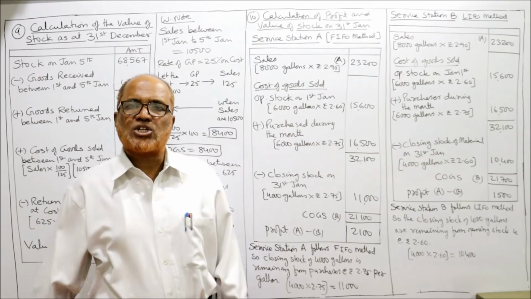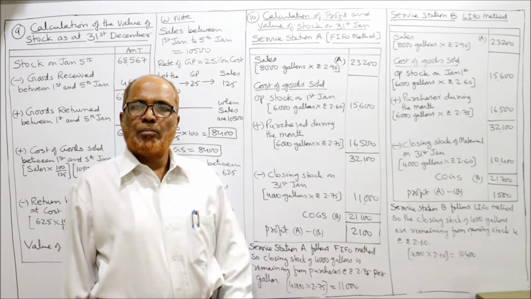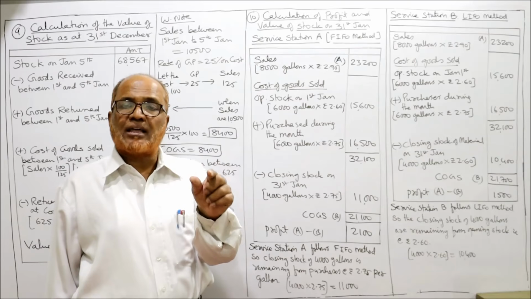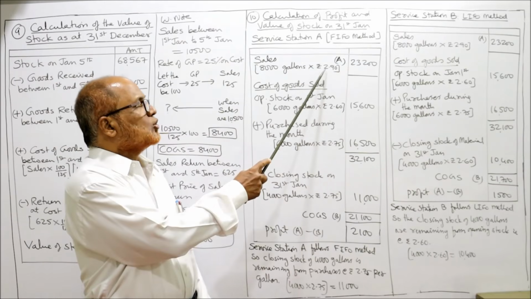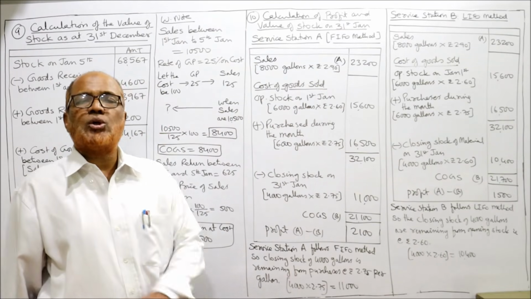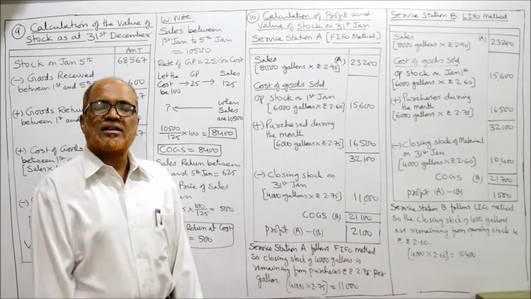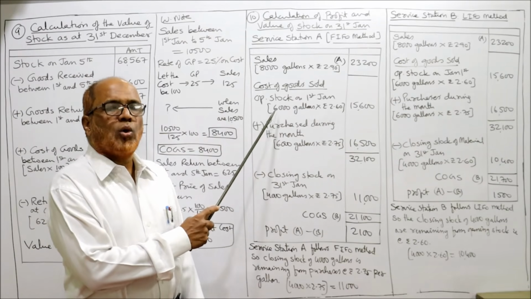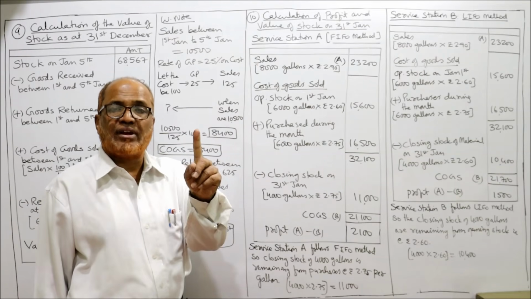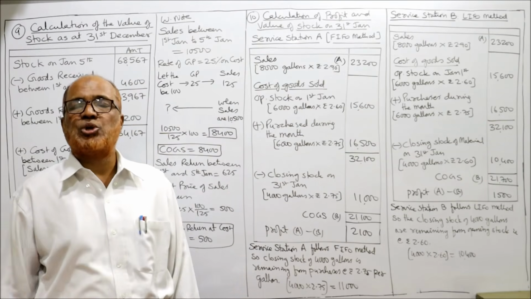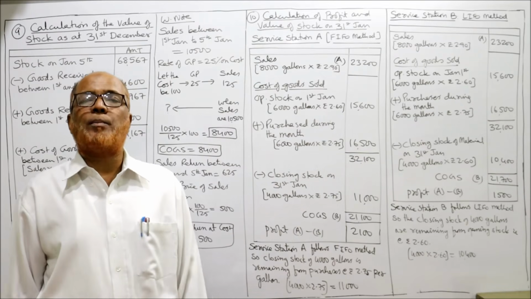Sales. Both the service stations sold 8,000 gallons during the month at rupees 2.90 per gallon. So 8,000 into 2.90, 23,200 is the total sales for both the service stations. Now from this we deduct cost of goods sold. So cost of goods sold, opening stock. Both the service stations have opening stock on 1st January of 6,000 gallons at rupee 2.60 each gallon. So 6,000 into 2.60, 15,600 is the opening stock.